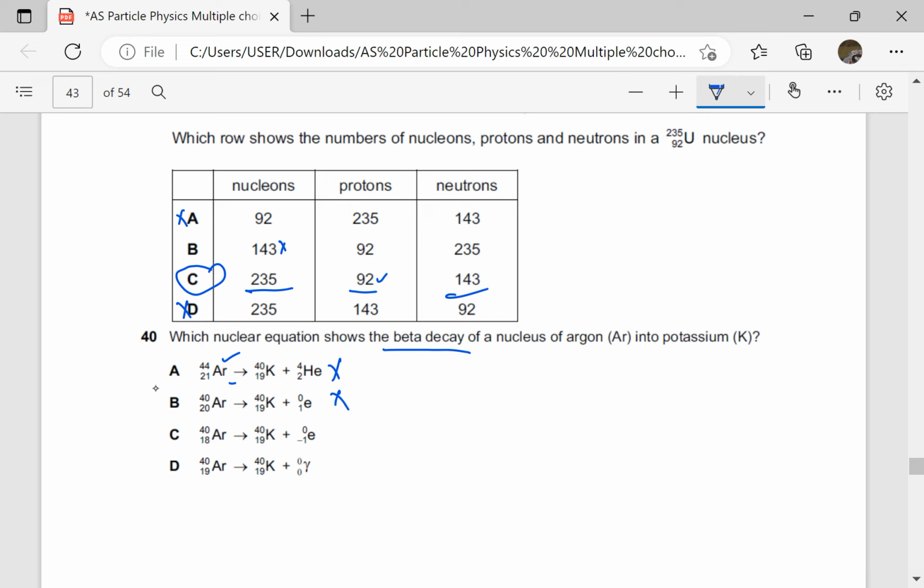Remember I said when they say beta decay, they are referring to beta minus. Then this one, 18, 19 plus -1, that is 18. So this is beta minus, so this is the beta decay. Therefore, the answer is C. I am repeating, when they just say beta decay or beta particle, they are referring to beta minus. That's why we couldn't choose B, but we chose C. The last one is not a beta decay, that is a gamma decay.